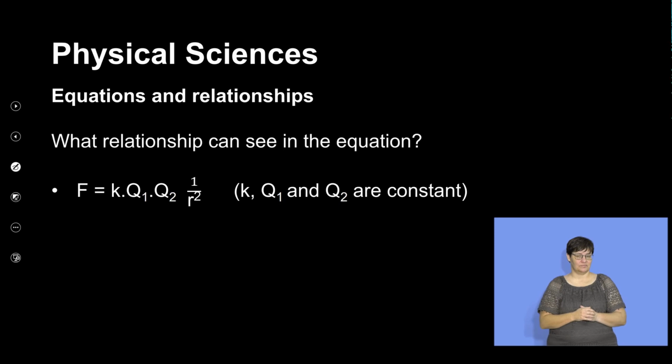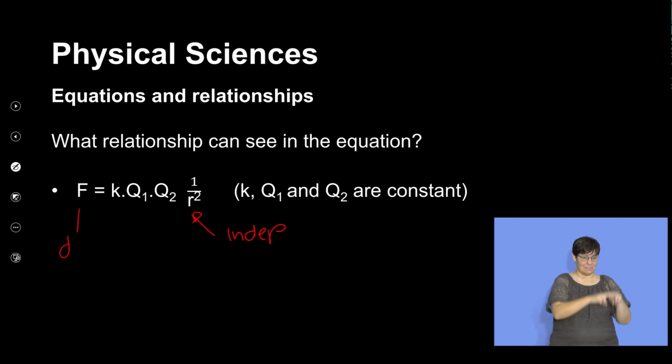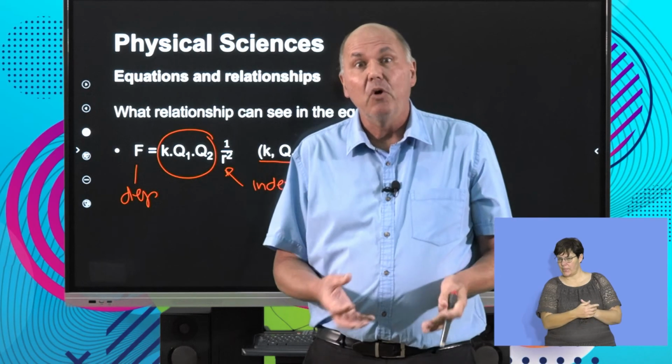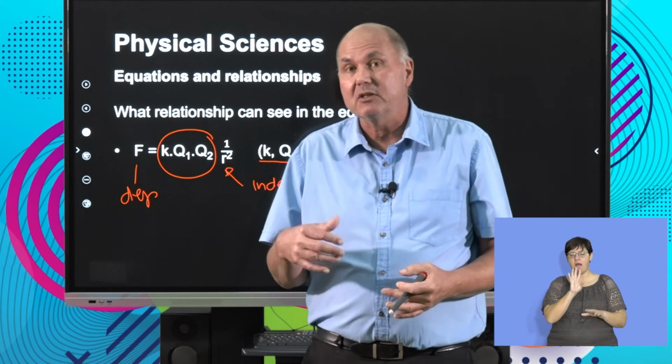Now let's separate things out. If we were looking at a different relationship and said, let r be the independent variable, and F is the dependent variable, and let's make the rest the constant, so K, Q1, Q2 are constant, what sort of graph do you think we will look at now? What sort of relationship can we start to see?